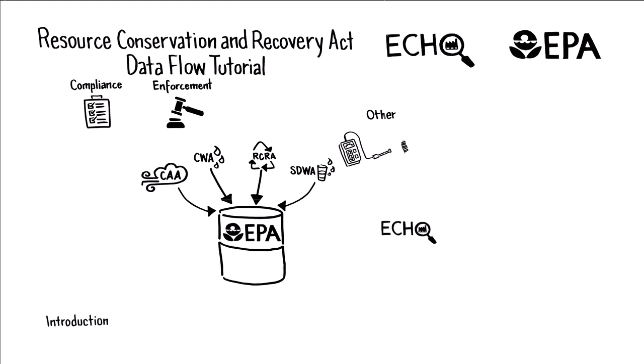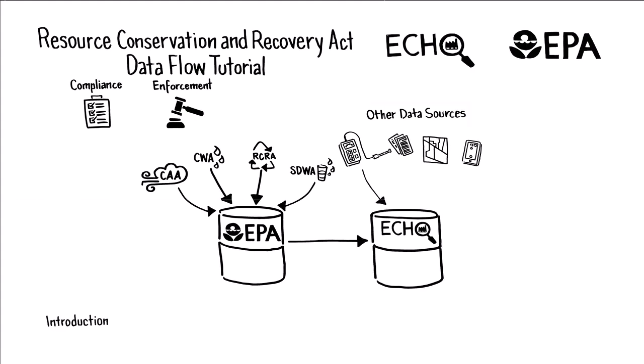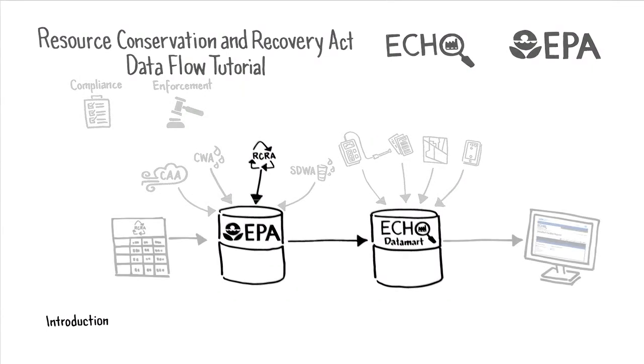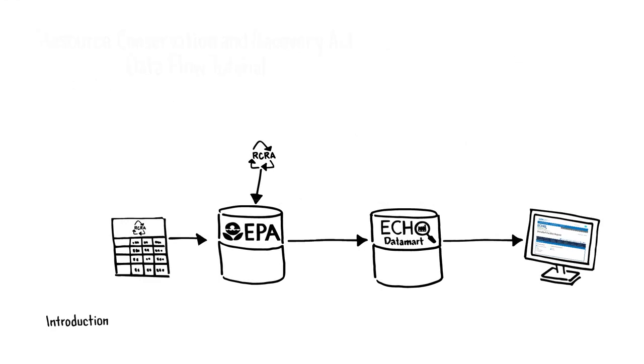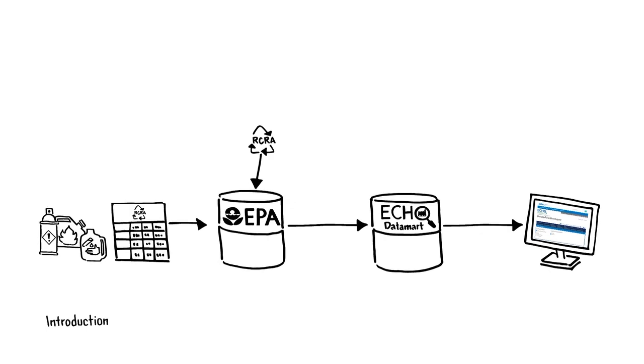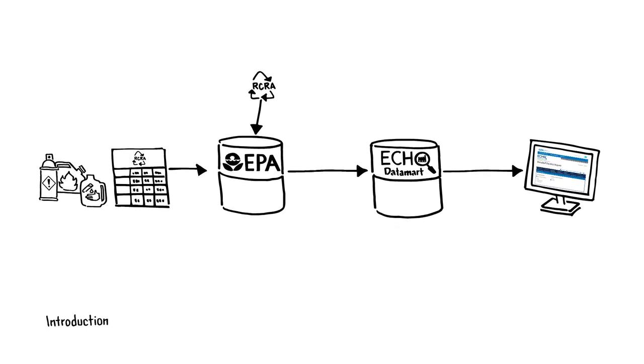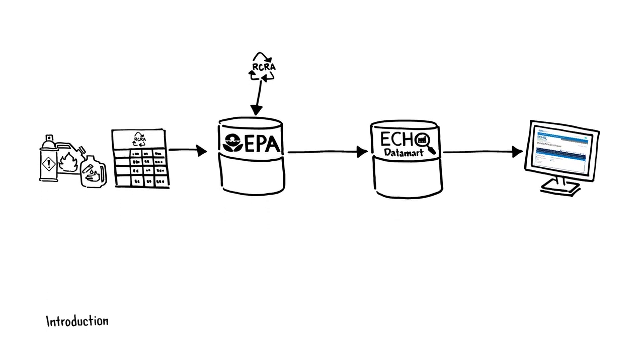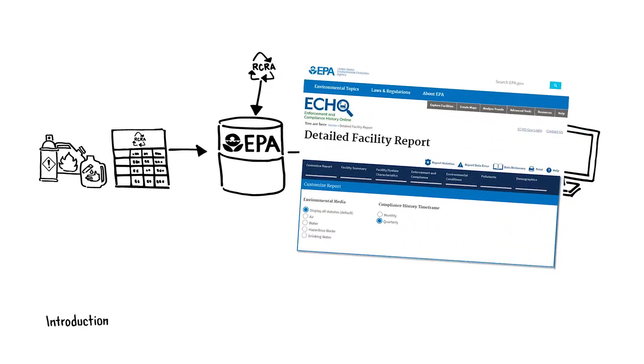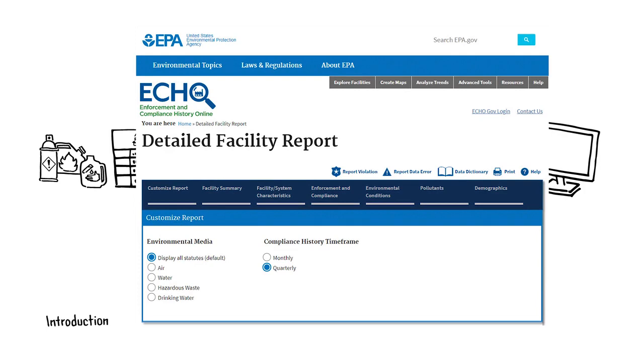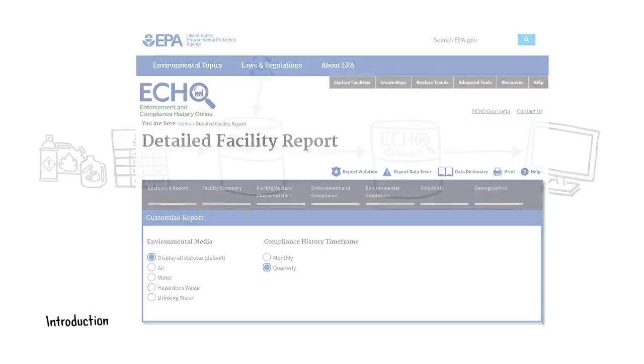ECHO also incorporates other EPA environmental datasets to provide additional context for analysis and compiles them into a single database known as the ECHO Data Mart. This tutorial focuses on Resource Conservation and Recovery Act, or RCRA data, specifically data related to the Hazardous Waste Program. It provides an overview of the RCRA reporting requirements and explains how compliance data are reported to EPA and how ECHO uses the data to derive the compliance history information displayed on the detailed facility report.